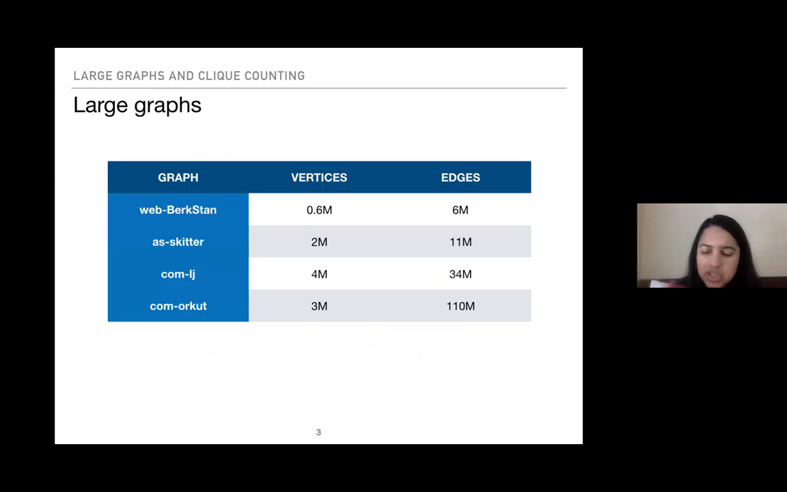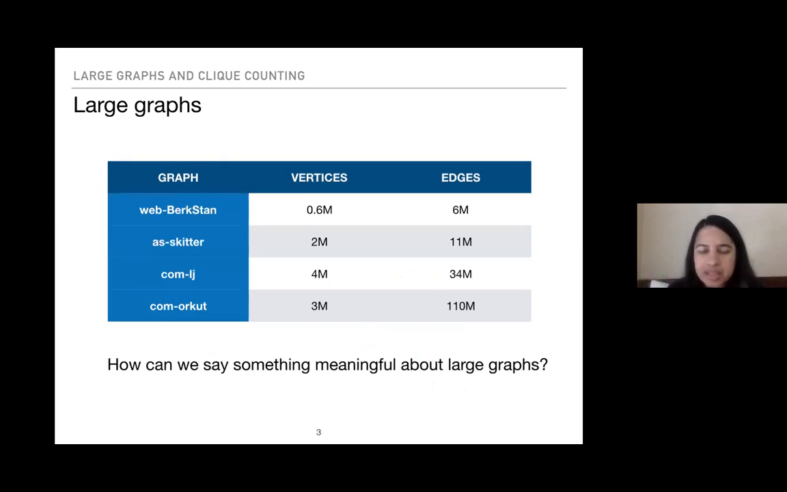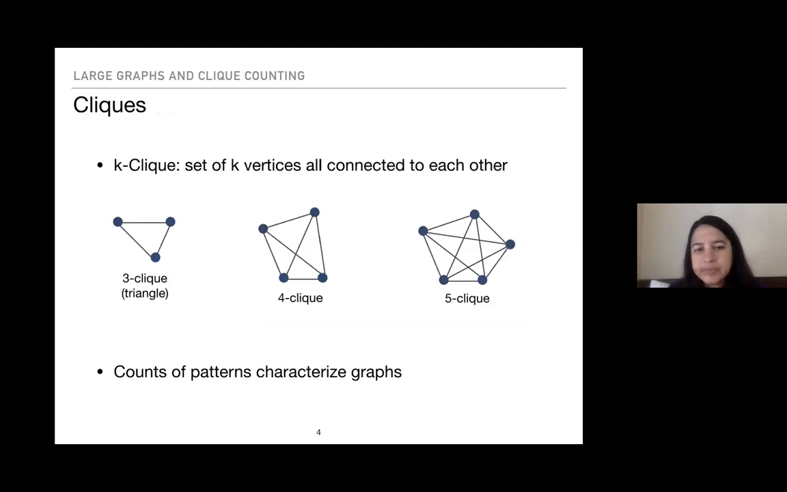And so given such big graphs, a natural question is, how can we make sense of these graphs? How can we say something meaningful about them? How can we summarize them? How can we characterize them? How can we compare 2 graphs? So one way this is done is by looking at counts of certain patterns in them. Patterns like cycles, triangles, cliques, and so on. And the pattern that we'll be focusing on today is the k-clique.